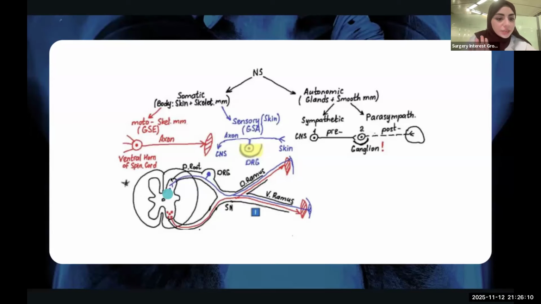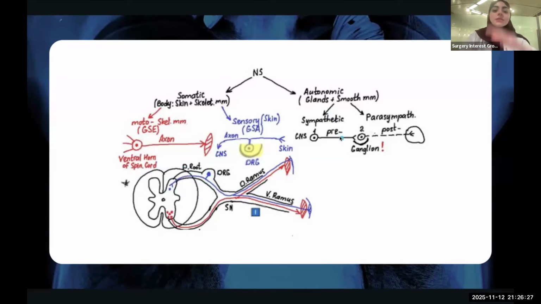Don't confuse yourself, but know that the horns are made of cell bodies. The dorsal is going to be sensory. And in the dorsal root ganglion, I'm going to have the cell body of the pseudounipolar neuron, which is a sensory neuron. Don't go into details.